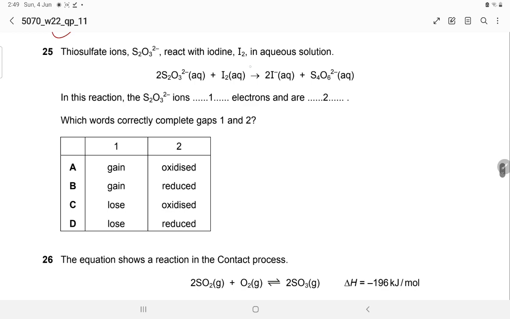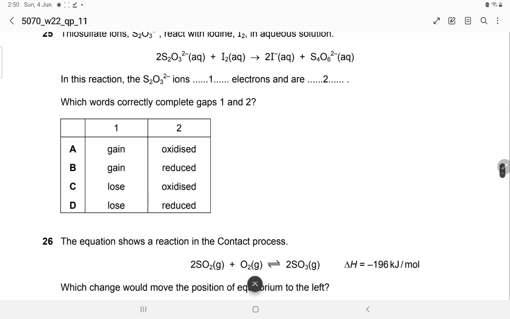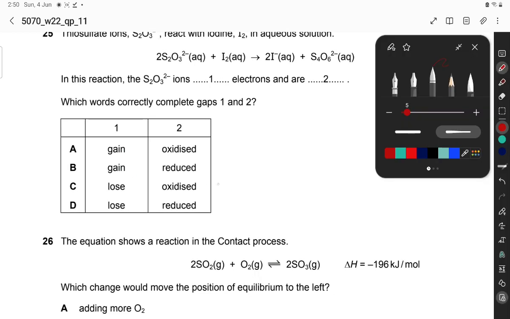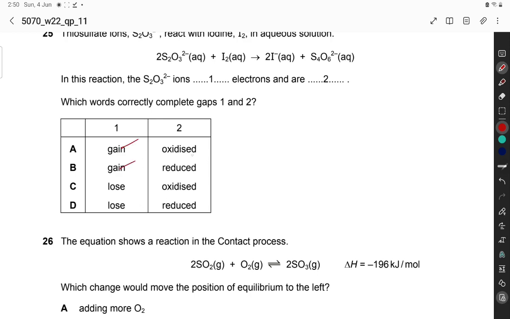Thiosulfate ions react with iodine in aqueous solution. In this reaction, thiosulfate ions, S2O3 and S4O6, losing electrons, gaining electrons. Iodine gains electrons, so when it gains electrons, it is going to be reduced, not oxidized. So B option is correct.